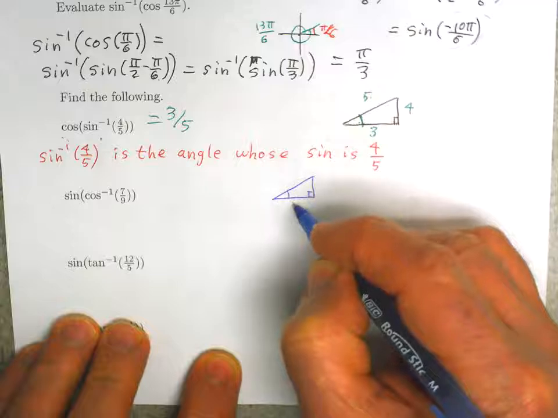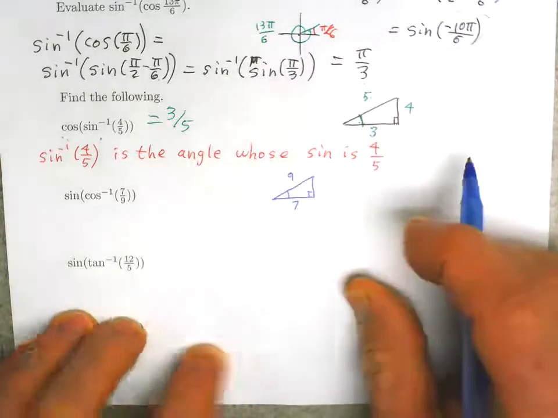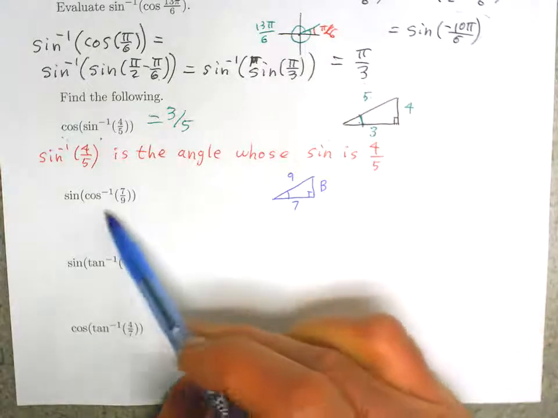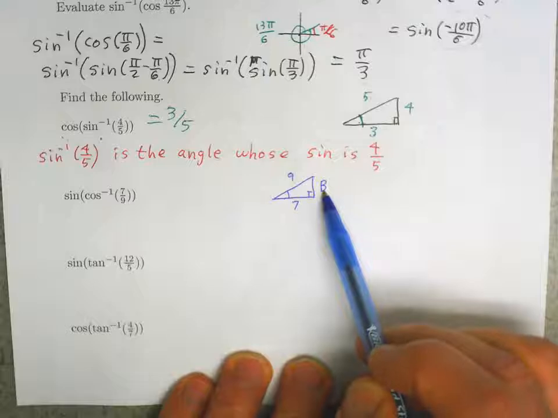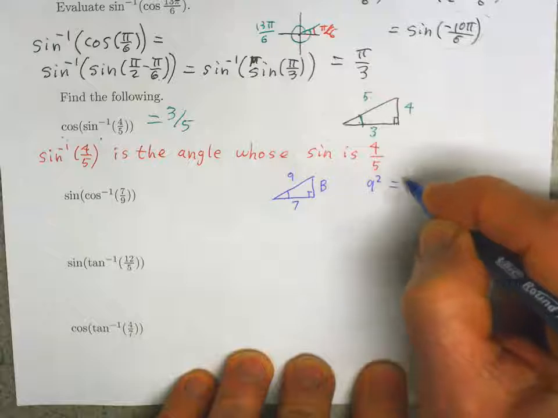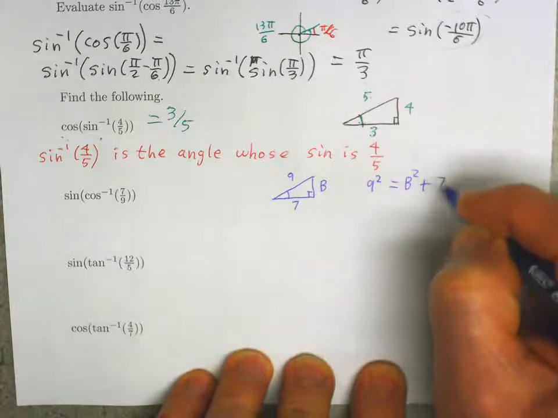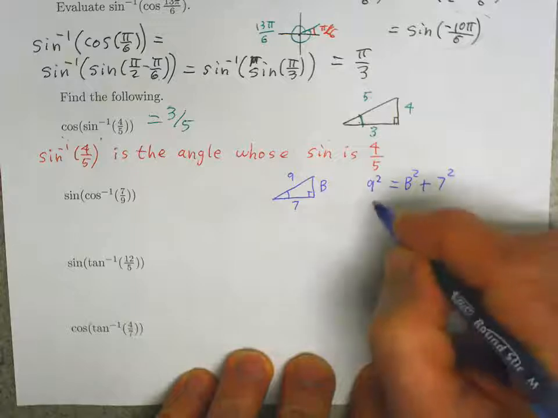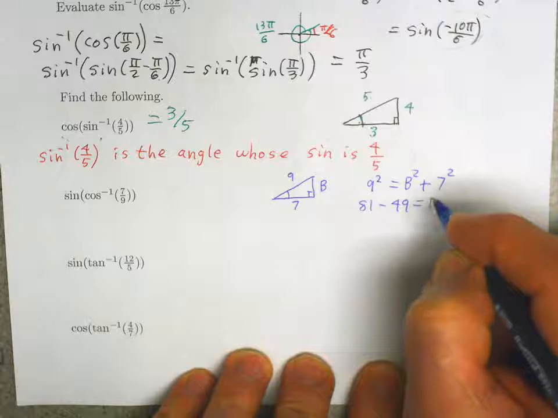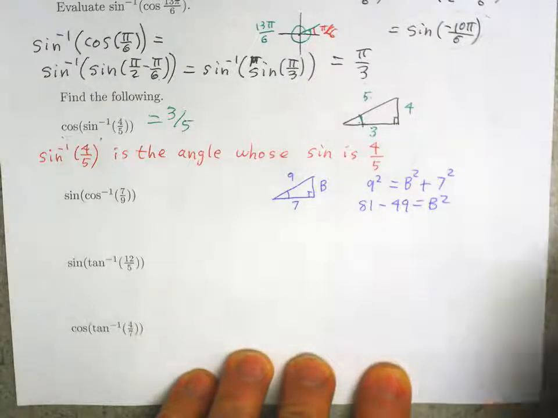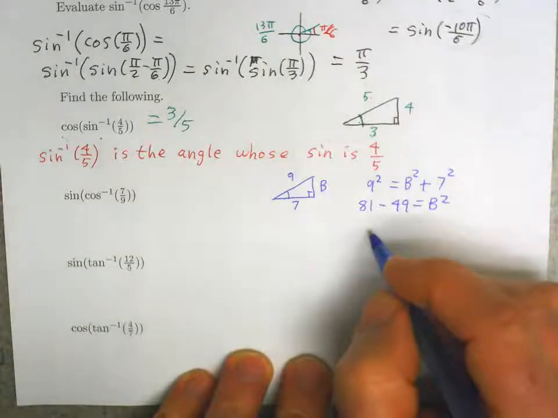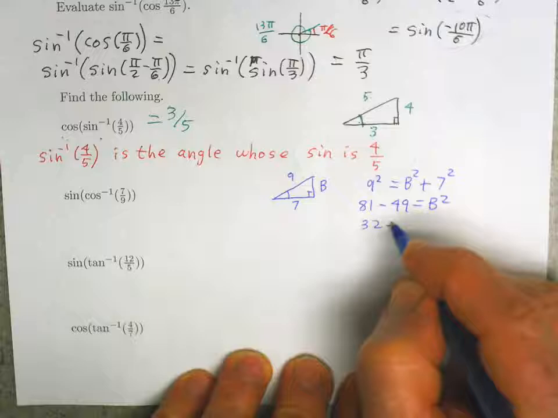So this angle has a cosine of 7/9, and since we want to take the sine of that angle, we need to know the length of the opposite side. We can use the Pythagorean Theorem. 9 squared equals b squared plus 7 squared, or 81, and then subtract 49 from both sides, equals b squared. And we get 32 equals b squared.